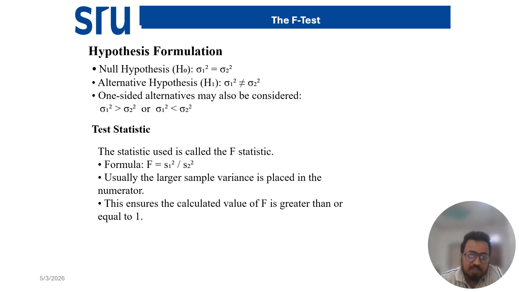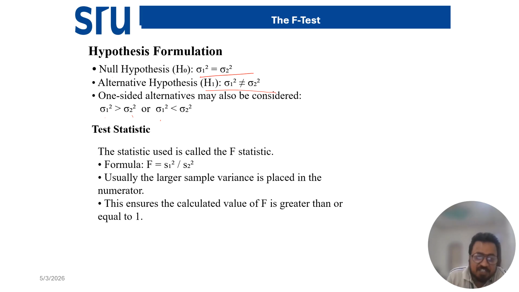So now we discuss the hypothesis testing for the variances of two normal populations. Here we will use the F test. Step one is hypothesis formulation. We take the null hypothesis as sigma 1 square equal to sigma 2 square. Then the alternative hypothesis is sigma 1 square not equal to sigma 2 square for the two tail test. For a one sided or one tail test, we can take sigma 1 square greater than sigma 2 square, or sigma 1 square less than sigma 2 square.